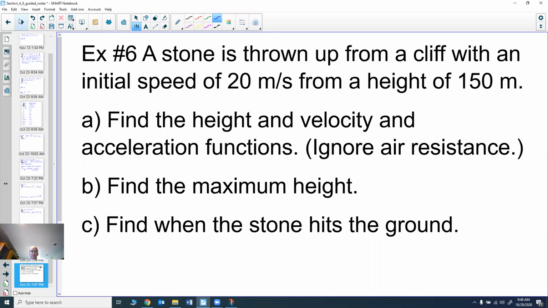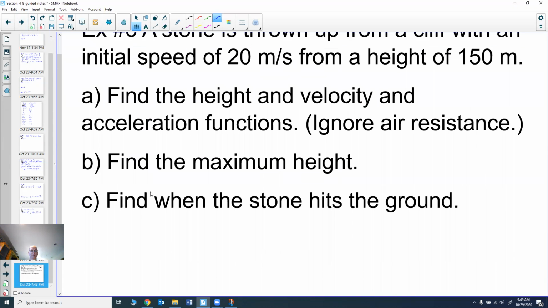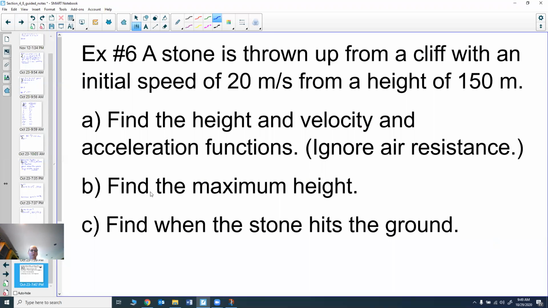Air resistance becomes much more difficult. You actually need a course called differential equations to solve these if you don't ignore air resistance. So we're going to ignore it for right now. Most physics classes do that at the start too, so it's okay that we're doing that. After we find those equations, we're going to find the maximum height and when the stone hits the ground. So we have to think about where we're going to start.